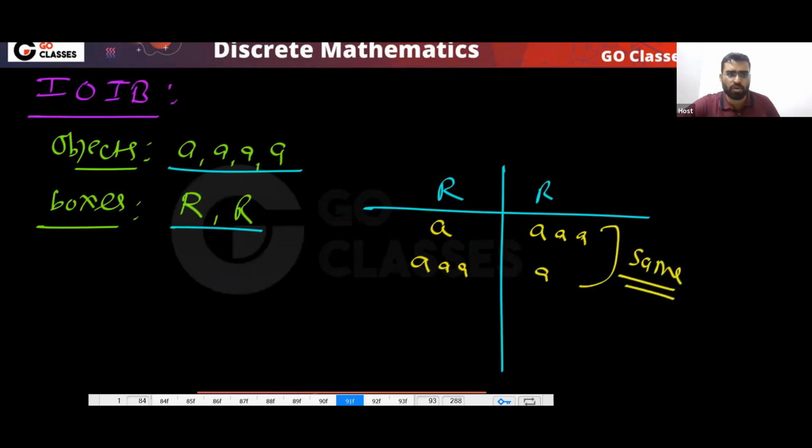Yes, they are the same, right? Because the objects are the same and the boxes are also the same. So how many different arrangements can you create? Okay, I can count this. What else can I do? I don't put anything here. I put all the 4 here. This is also correct.